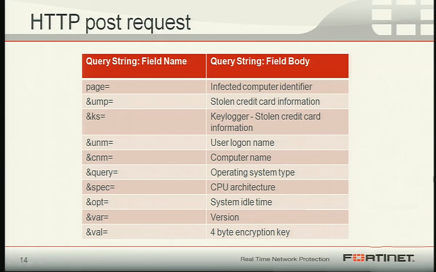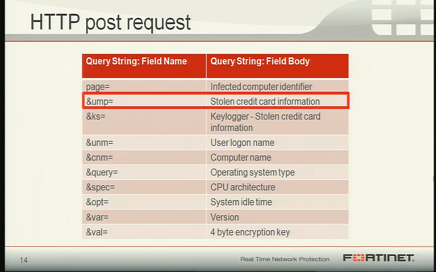In this case, a POST request is generated, and what you see on the screen is actually the POST request for Dexter. And what I wanted to just point out is the UMP field. We'll see a little bit more of this in the actual demo, but the UMP field will hold the stolen credit card information.